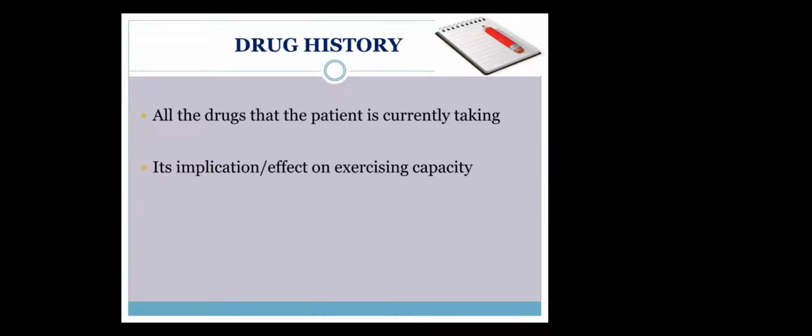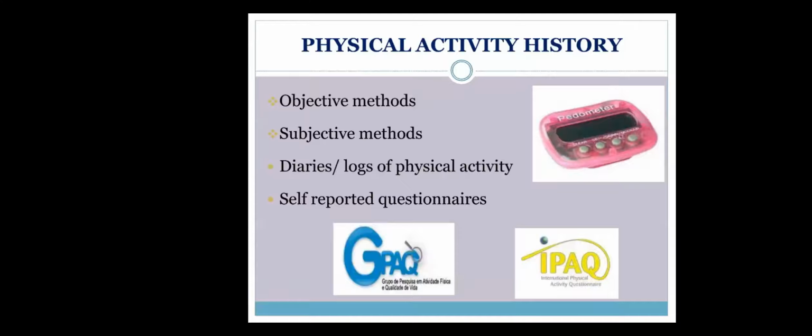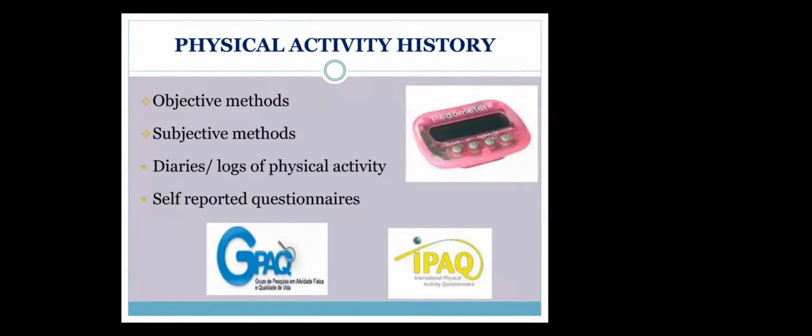Now, along with all these routine components of history that we take, we also need to pay specific attention to the physical activity history of the patient. There are certain objective methods of measuring physical activity, like the pedometer or accelerometers. There are also a few subjective methods, for example, diaries or logs of physical activity, which are given to the patient and they need to maintain them daily, noting how much or what kind of physical activity they did. But again, this is more or less a subjective method.